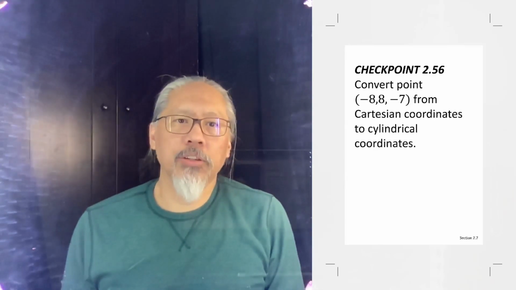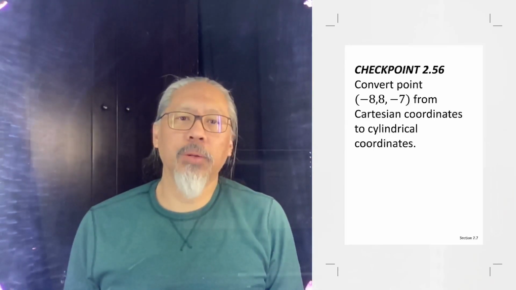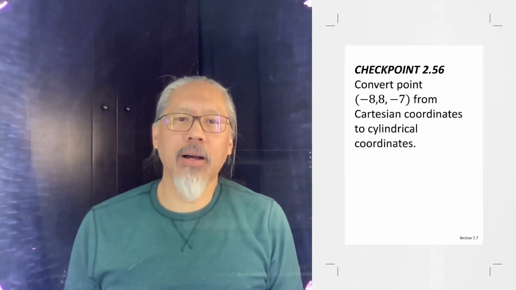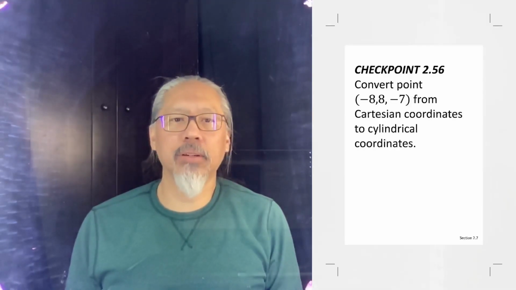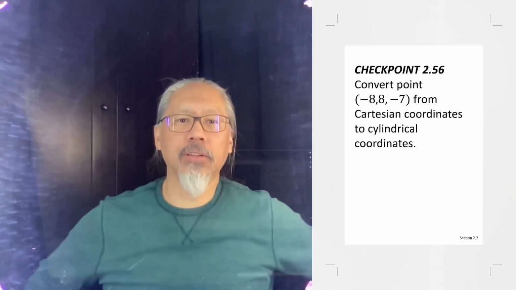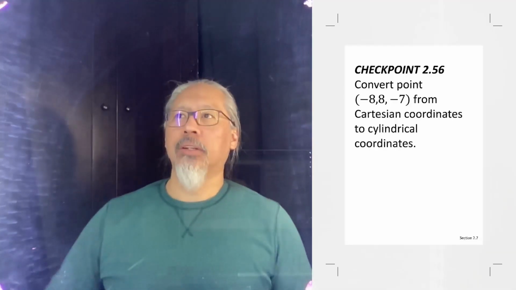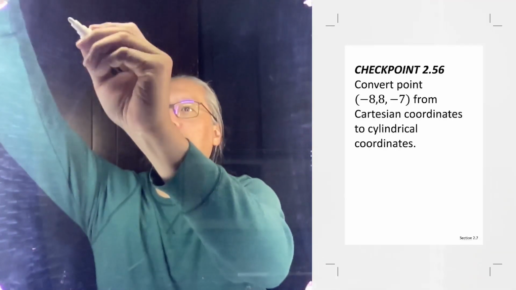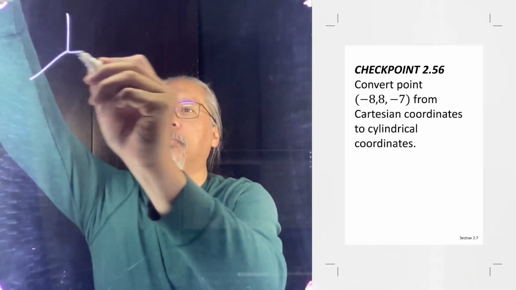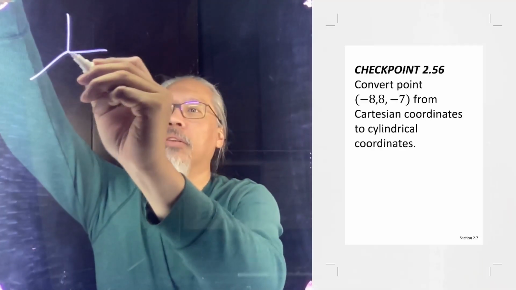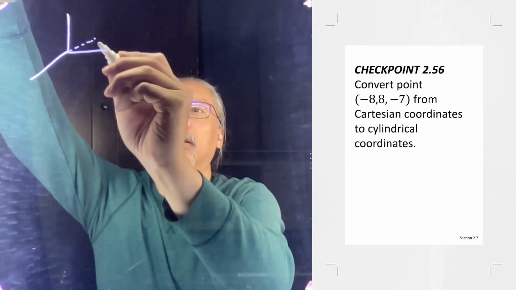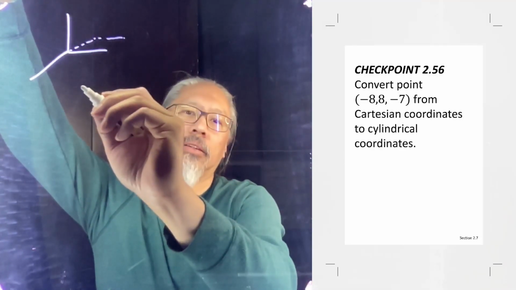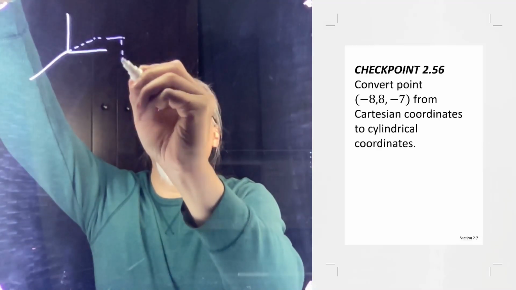This is checkpoint 2.56. We want to convert the point (-8, 8, -7) from Cartesian coordinates to cylindrical coordinates. Okay, let's get an idea of where this might be. This looks like it's going -8 and +8, and it goes down 7.